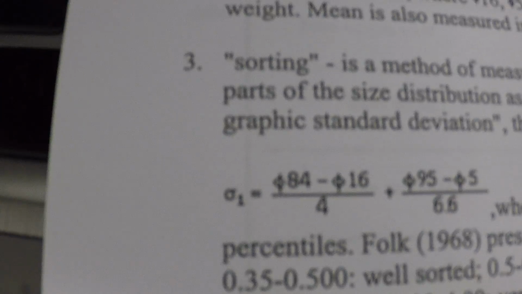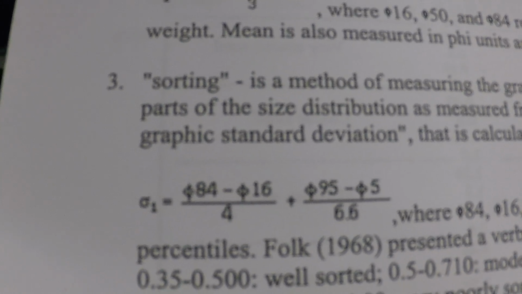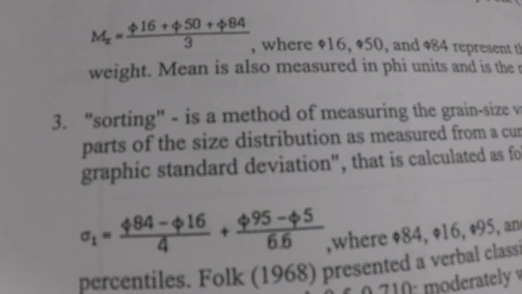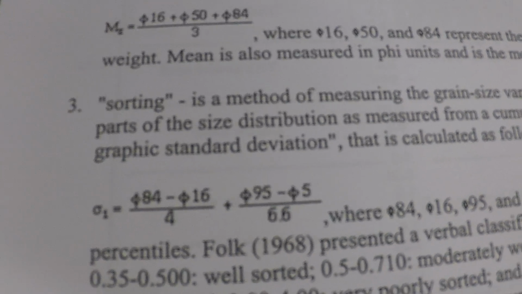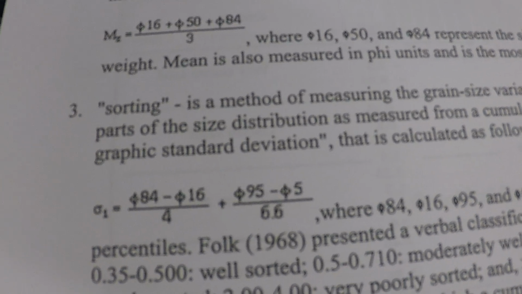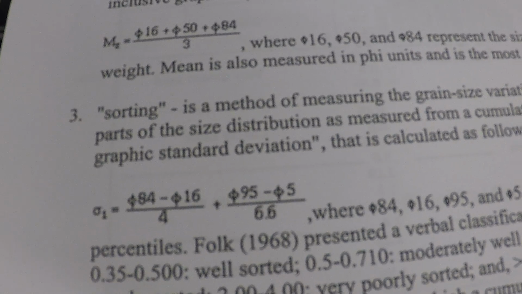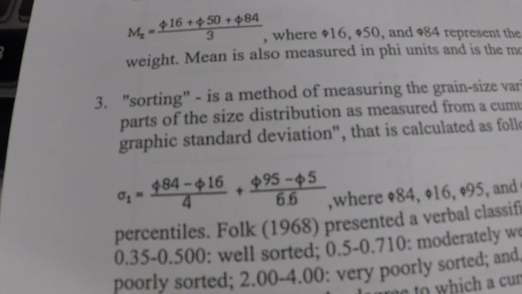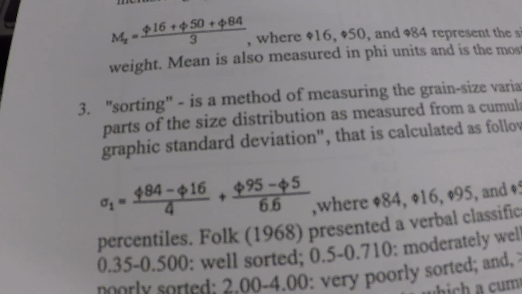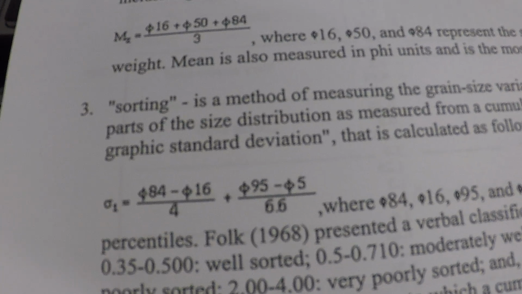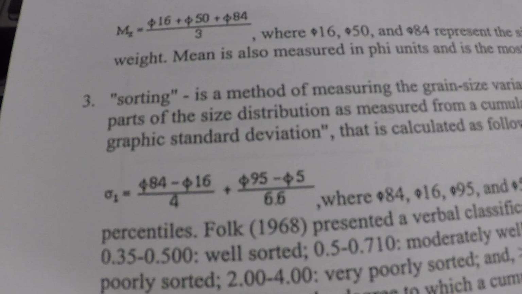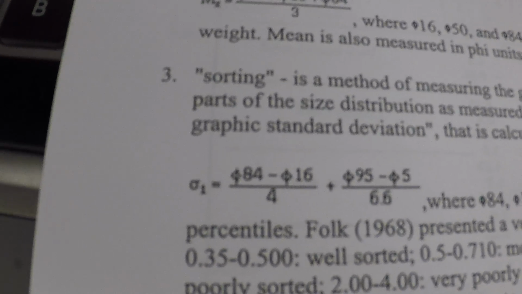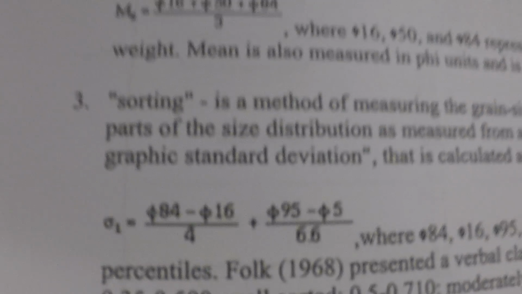The sorting, remember when we talked about sorting, we talked about the fact that sorting is going to relate to how well the sand grains are distributed across size classes. Something that I said was well sorted means that you only really have one sand grain size predominating. Something that is not well sorted, or poorly sorted, has every different type of sand grain represented. And so we want to go ahead and calculate the sorting.